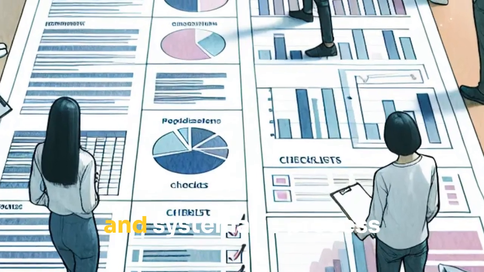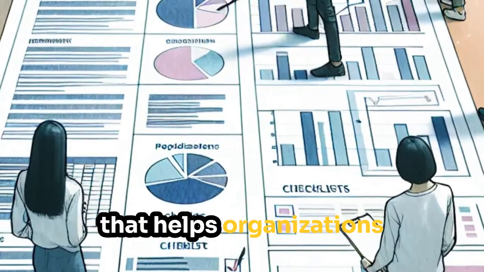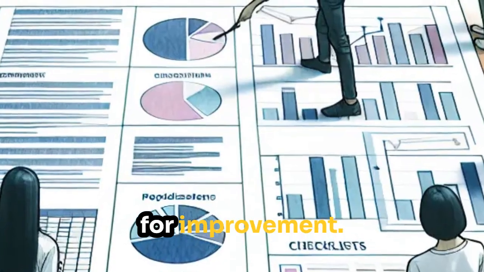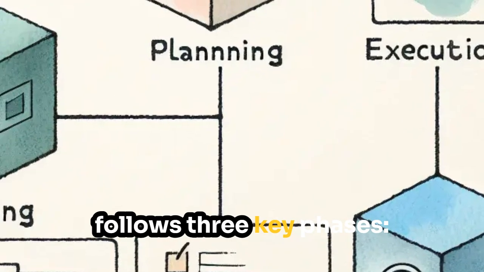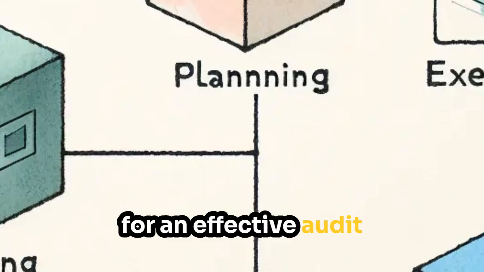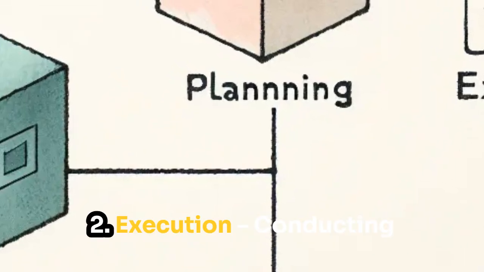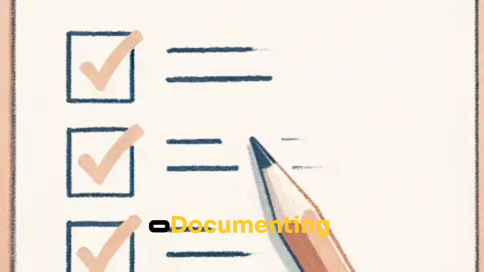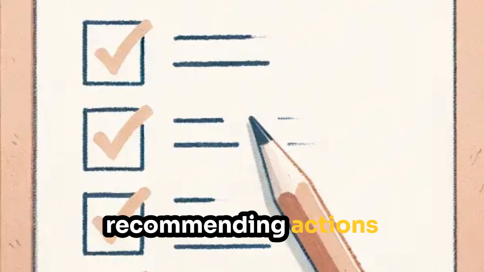Auditing is a structured and systematic process that helps organizations evaluate compliance, efficiency, and areas for improvement. A successful audit follows three key phases. 1. Planning: preparing for an effective audit. 2. Execution: conducting the audit and gathering evidence. 3. Reporting: documenting findings and recommending actions.